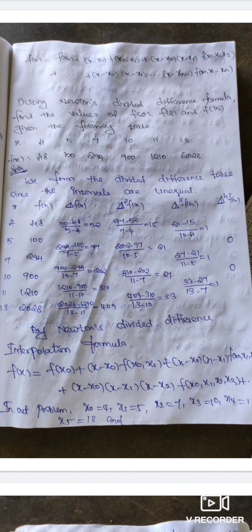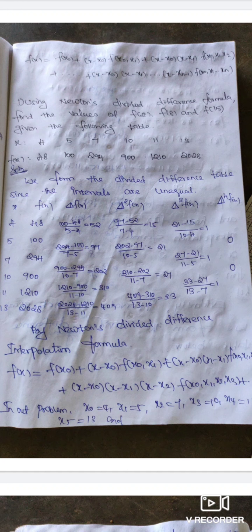So next we form del squared f of x. Del squared f of x is the second value minus first value of del f of x, divided by third value minus first value of the x function. So we get 97 minus 52 divided by 7 minus 4 is equal to 15. 202 minus 97 divided by 10 minus 5 is equal to 21.